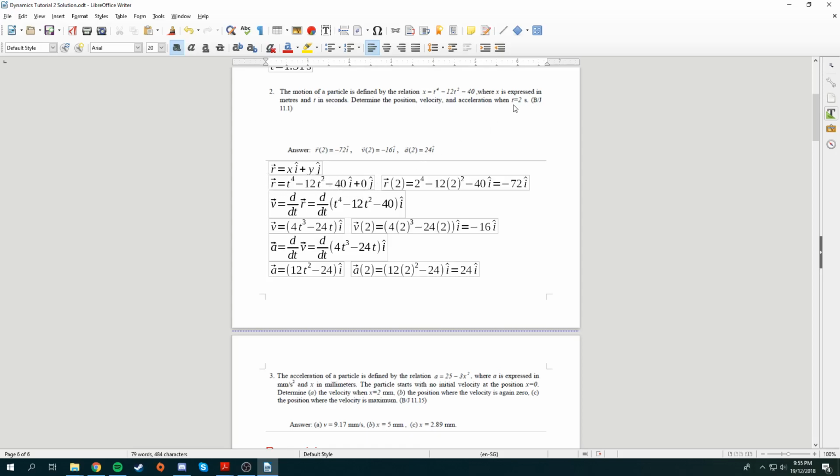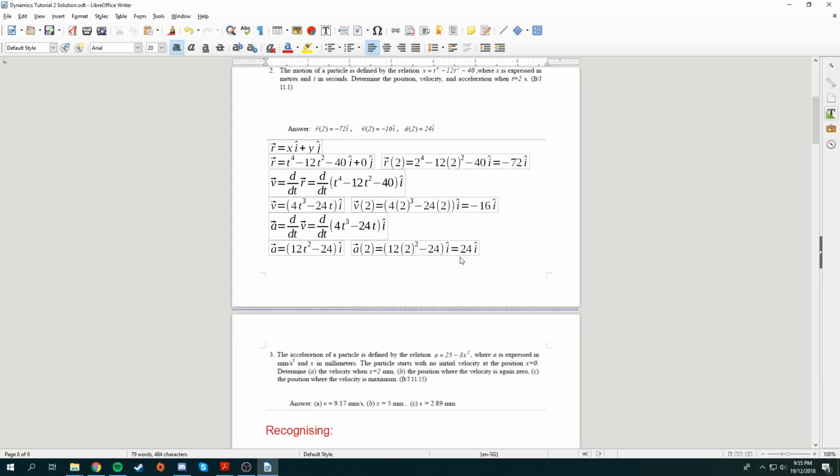I just sub t equals 2 into this position vector, and then I can get my position, which is negative 72i. To find velocity, I just need to differentiate this position vector in terms of time. So I do the time derivative of this position vector, and this is what I will get over here. Likewise, I will just sub t equals 2 into the equation and get my answer, and the same goes for acceleration. I just differentiate velocity in terms of time. Then repeating the same process, I will get the acceleration values over here.